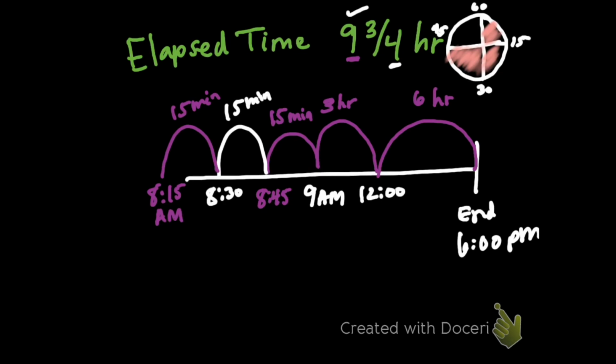And that's important to remember because you started at p.m. If they give you the p.m. and a.m., you've got to work with what they give you, okay? So my starting time is 8:15. Elapsed time can be tricky, but you can totally do it if you use a number line and break it down a little bit at a time.